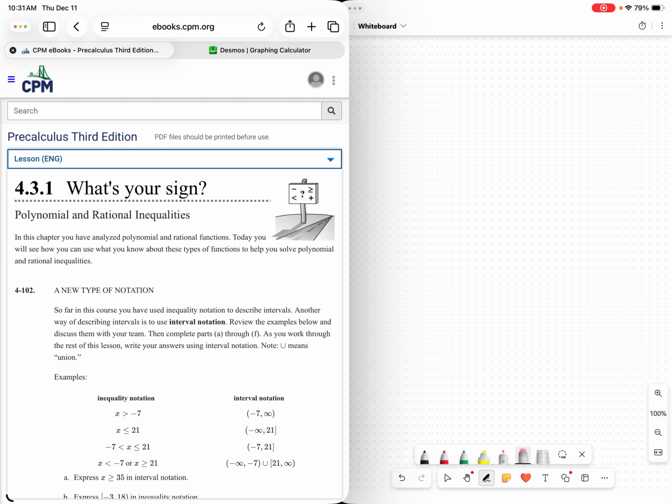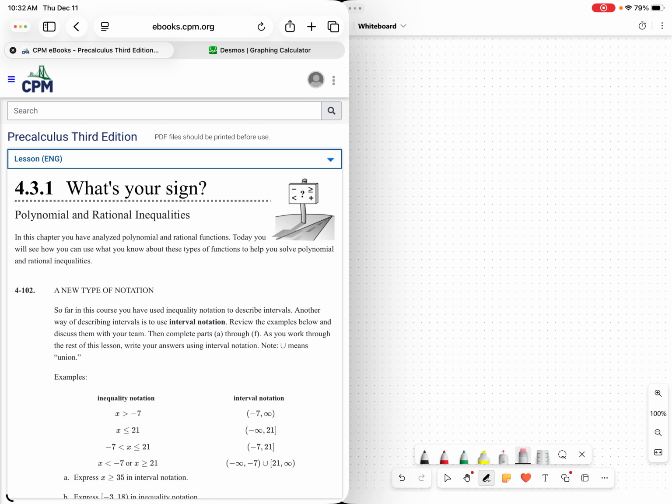Okay, lesson 431. In this chapter, you've analyzed polynomial functions and rational functions, right? Today we're going to see how these types of functions can help us solve polynomial and rational inequalities. So far in this course, we've used inequality notation to describe intervals. Another way of describing intervals is to use interval notation. So review the examples below and discuss with your team.